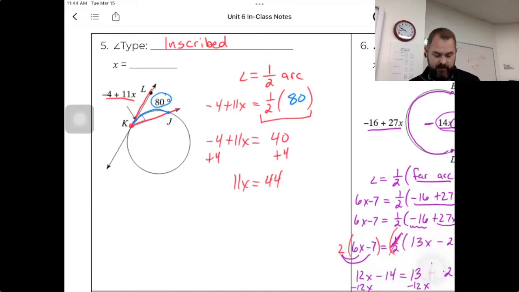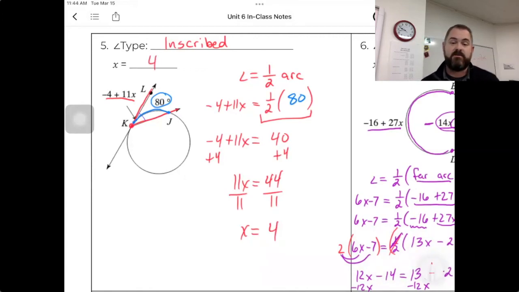And finally, divide by 11. 44 divided by 11 is just 4, and that is our x value. And that's all we have to find in this case. You don't have to find the actual angle measure. We already know it. It's 40. That's your inscribed angle problem there.